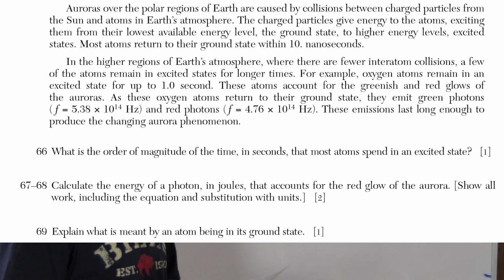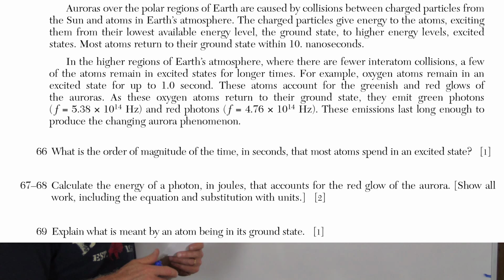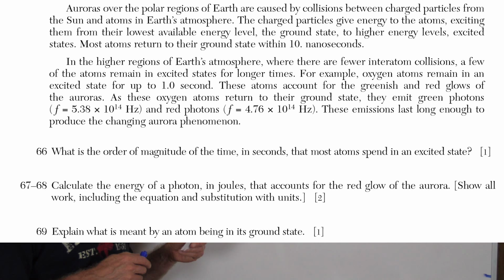We're in part C now. This is one of those reading problems. They do this a lot now. I want to make sure you can read. It says, auroras over polar regions of the Earth are caused by collisions between charged particles from the sun and atoms in the Earth's atmosphere. The charged particles give energy to the atoms, exciting them from the lowest available energy level, the ground state, to higher energy levels, excited states. Most atoms return to the ground state within 10 nanoseconds.